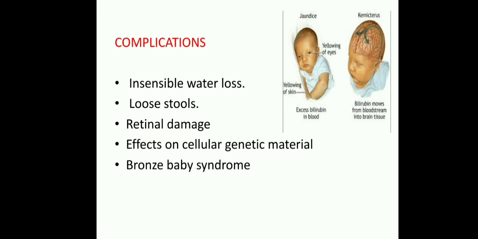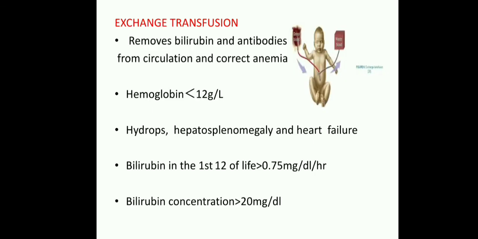Here this is the jaundice baby, and here the kernicterus baby. Here the bilirubin moves from the bloodstream into the brain, and at that time the baby suffers neurological problems. Okay, these are the complications more commonly seen in these babies.